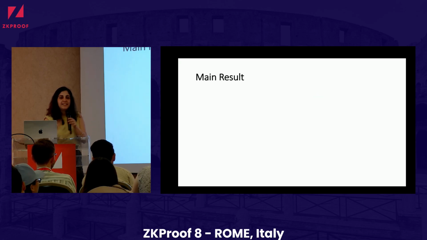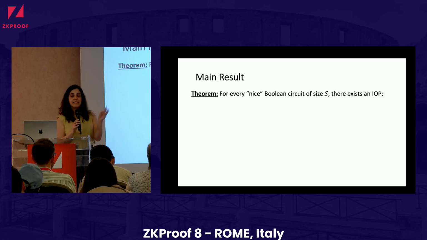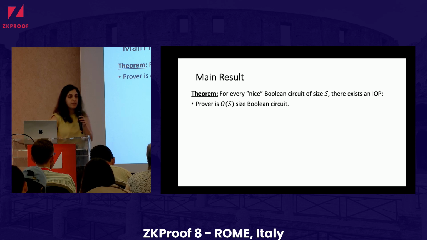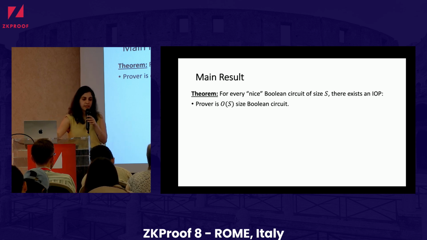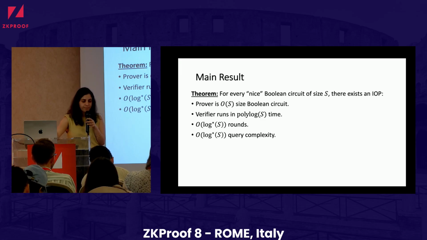Okay, so finally, we're ready to have a theorem here. For every nice Boolean circuit of size S, there exists an IOP where the prover is linear in the size of the circuit. The verifier runs in polylog time. There are an order of log star number of rounds and an order of log star query complexity.